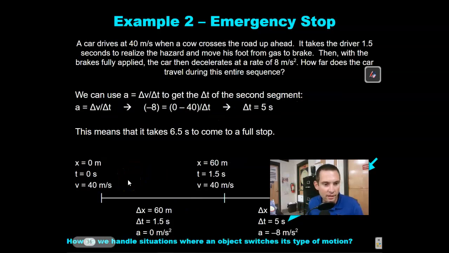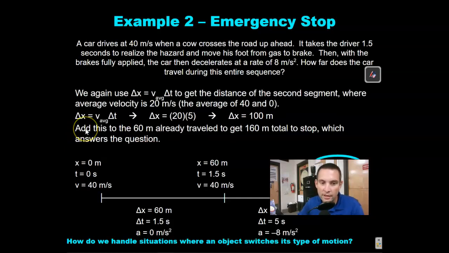This means then we can use acceleration equals our change in velocity over change in time to get the time interval for the second segment. This means that it takes 5 seconds to come to a full stop.